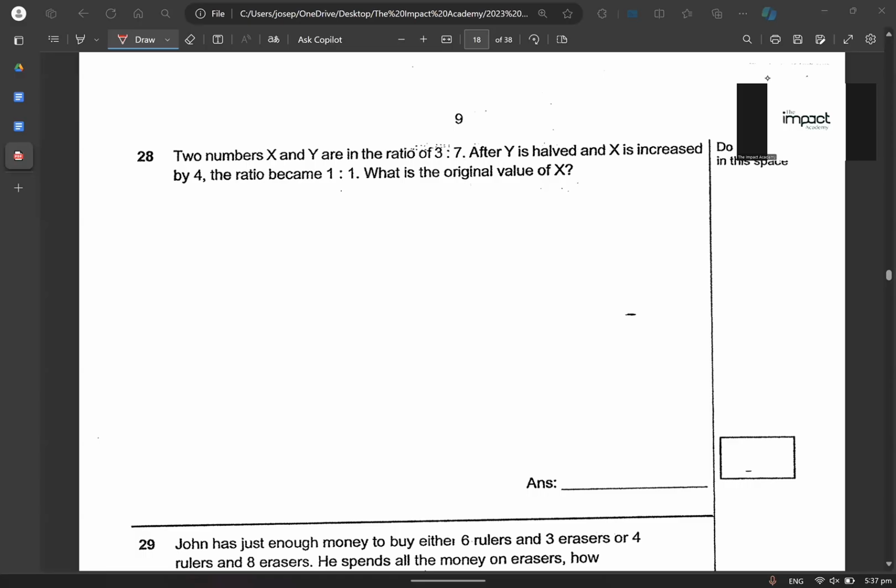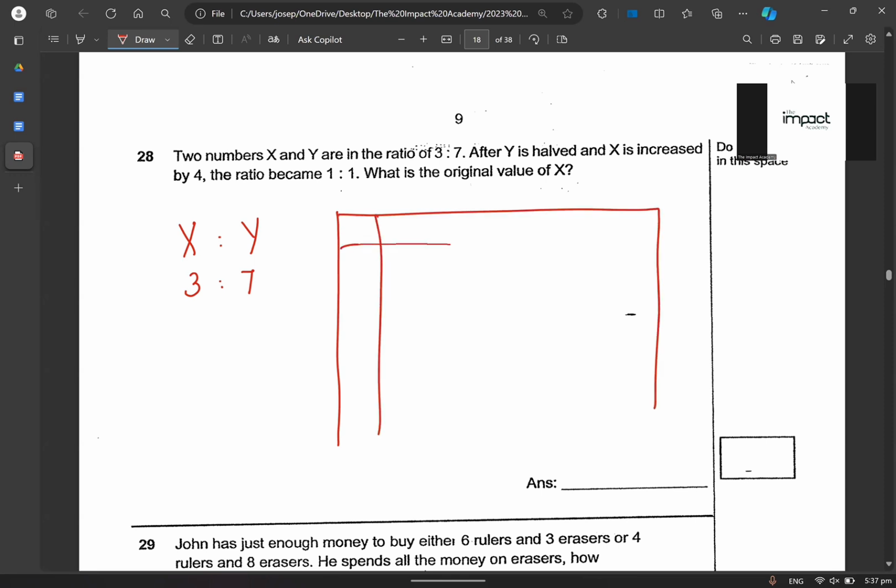And that's the reason why my answer for this question is 72. So the first thing you want to do, they say 2 numbers, x and y, and the ratio of 3 is to 7. So x is to y is 3 is to 7, correct? I like that you drew your table. That is absolutely correct. We have x over here, we have y over here. So what I have in my before is 3 units and then 7 units. True? What happens to y? Y is half. What do I mean by y is half?